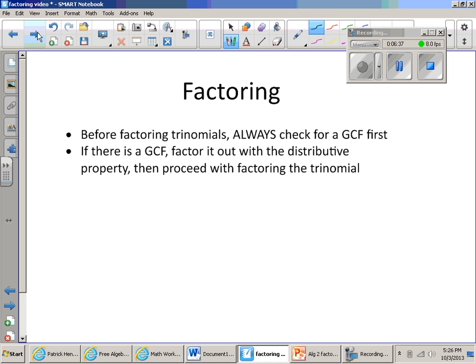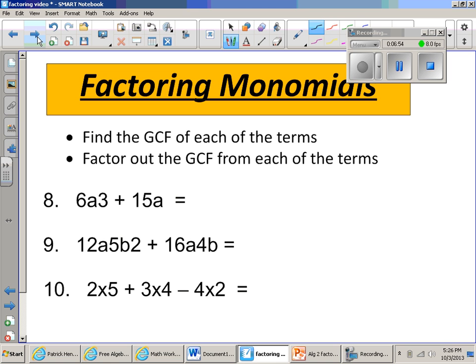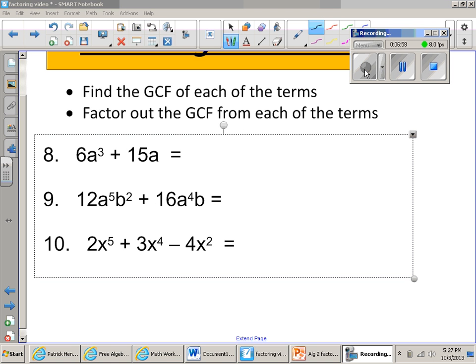Factoring. What is factoring? Before factoring trinomials, always check for the GCF first. So the first thing I want to do is look for the GCF every time. If there's a GCF, factor it out with the distributive property, then proceed with factoring the trinomial. So let's look at these three problems. First thing we've got to do is find the GCF, then we factor it out.